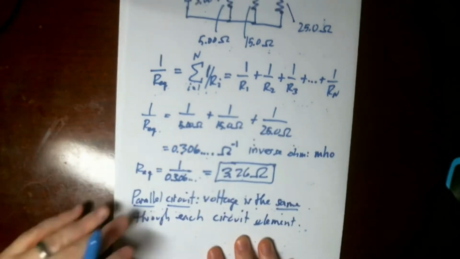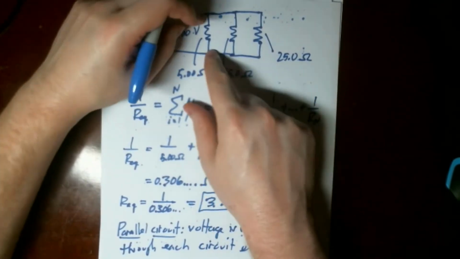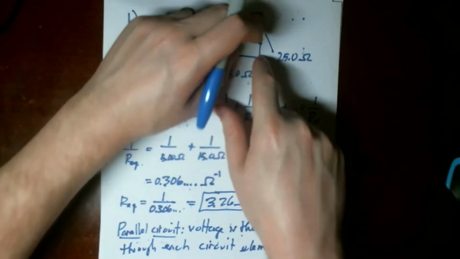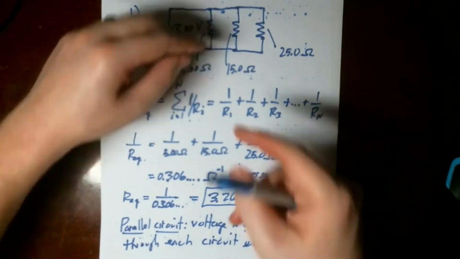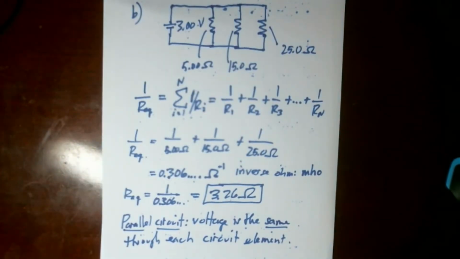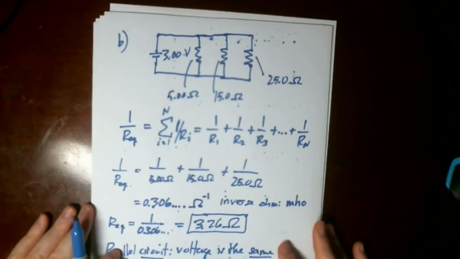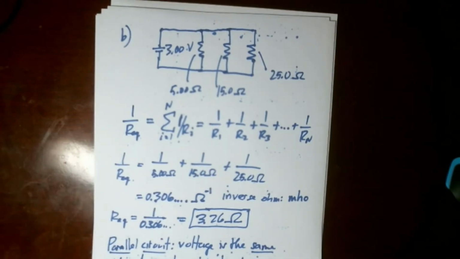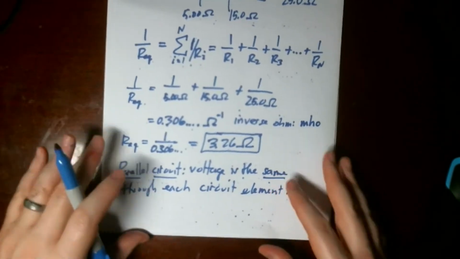So that means that if we put a voltmeter on either side of any of these resistors, we will measure the same voltage. We should measure 3 volts across each of these resistors. But if we put an ammeter on either side of them and measure the current through them, we will get different currents. And it turns out, perhaps intuitively, that the lower the resistance, the more current goes through a given branch. Electricity is lazy. It likes to take the shortest, the easiest path, literally the path of least resistance.